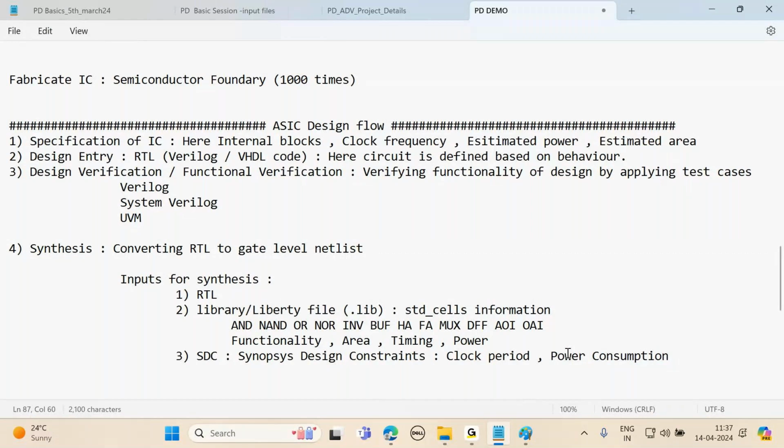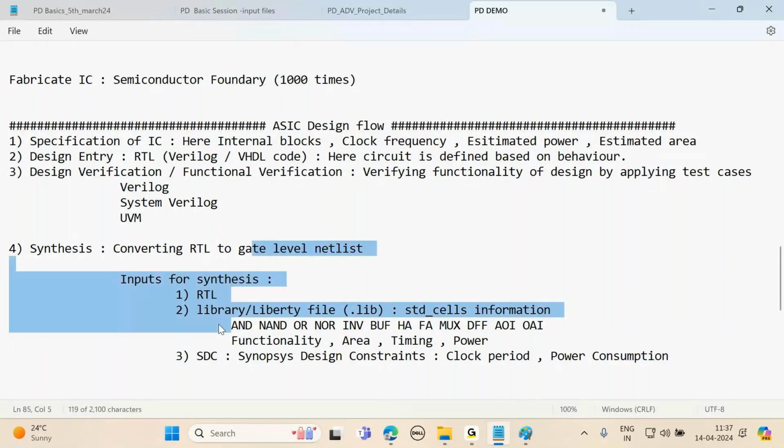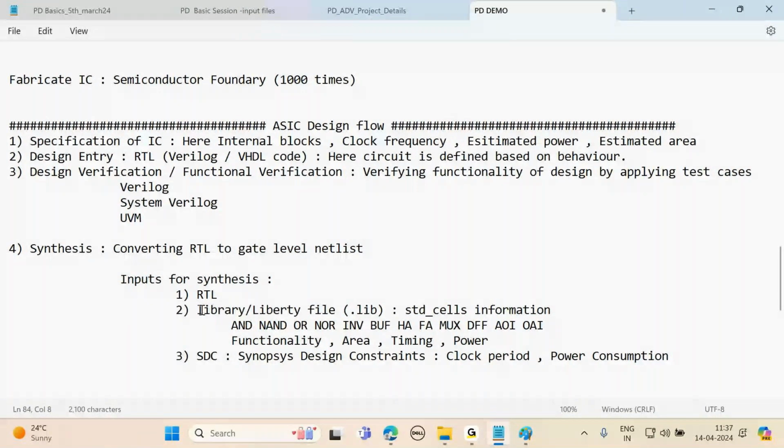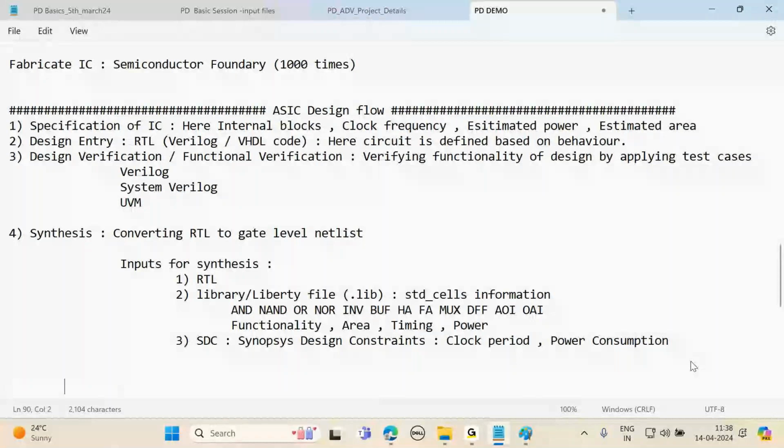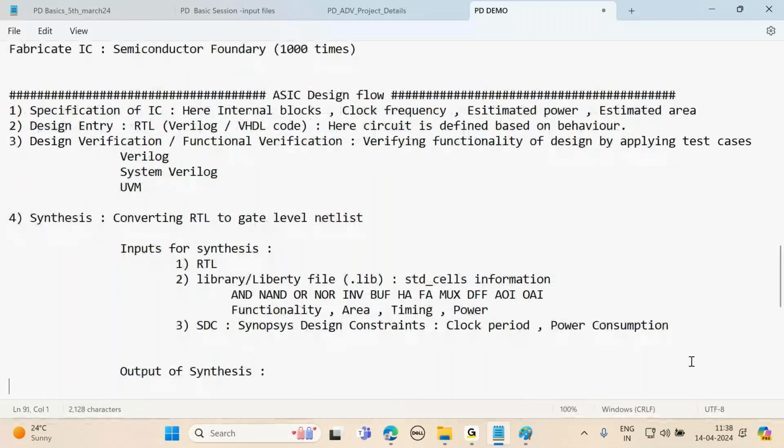So after giving all this information, your tool is going to convert your RTL to what? Gate level netlist. By picking the cells present in what file? Picking the cells present in the Liberty file or library file. So after conversion, your design is in the gate level form. Then what is the output of synthesis? Gate level netlist.